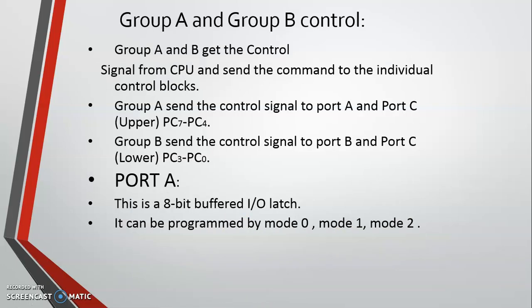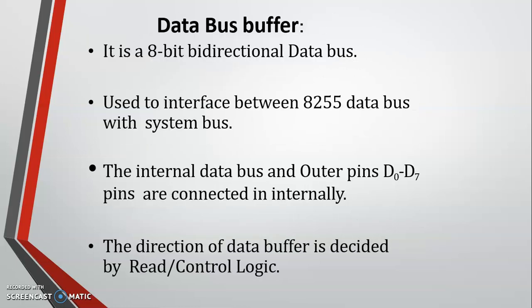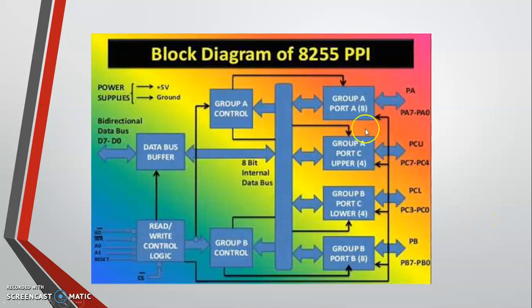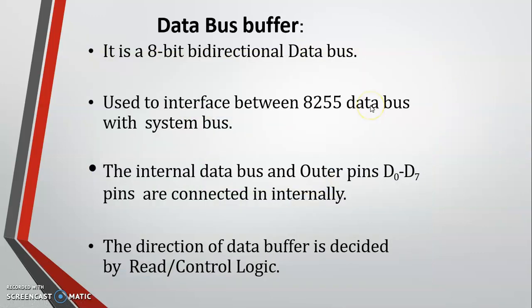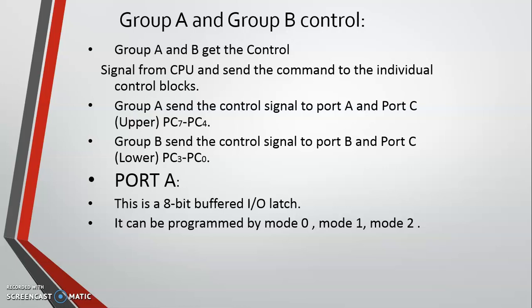The next block is group A and group B control. Each of these control blocks, A and B, accepts the command from the read-write control logic and issues the proper command to its associated ports. Group A control is connected to port A and port C upper, that is PC7 to PC4. Then group B sends the control signal to port B and port C lower, that is PC3 to PC0.